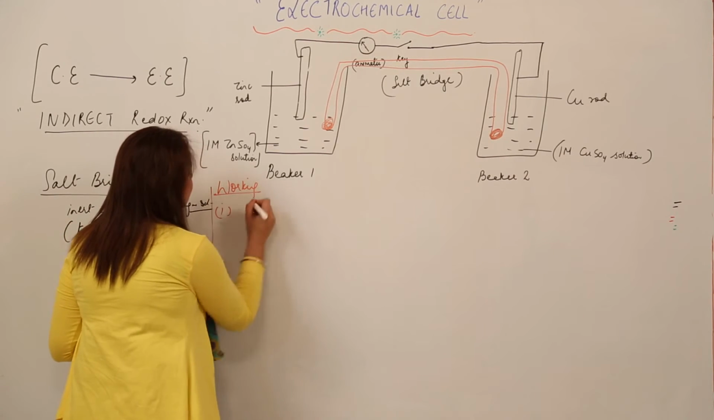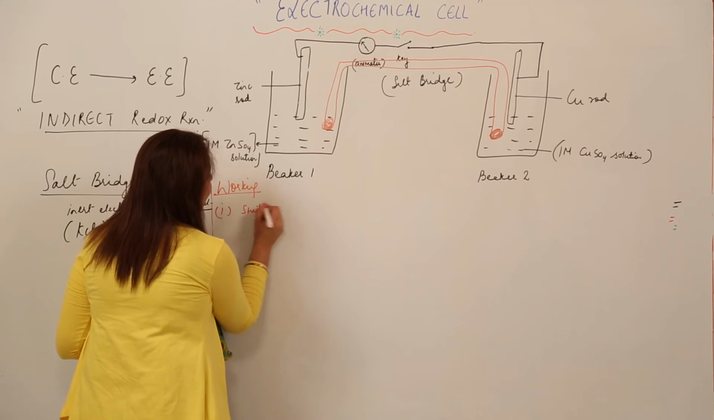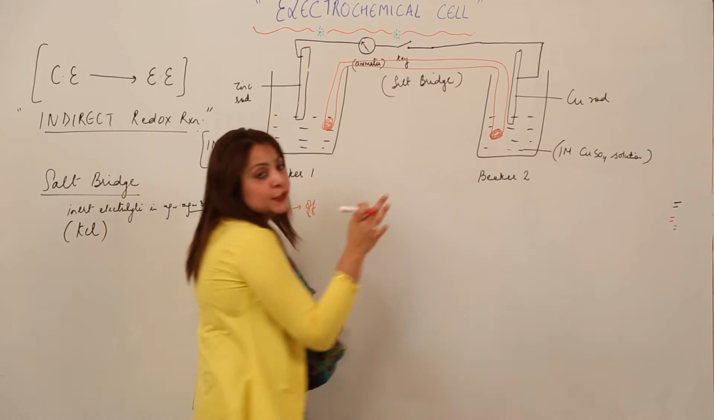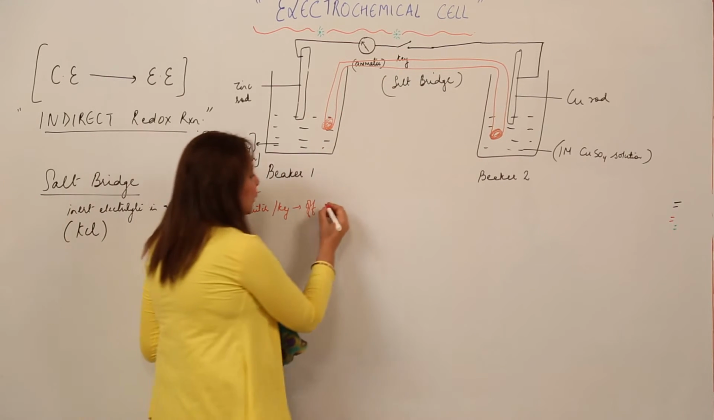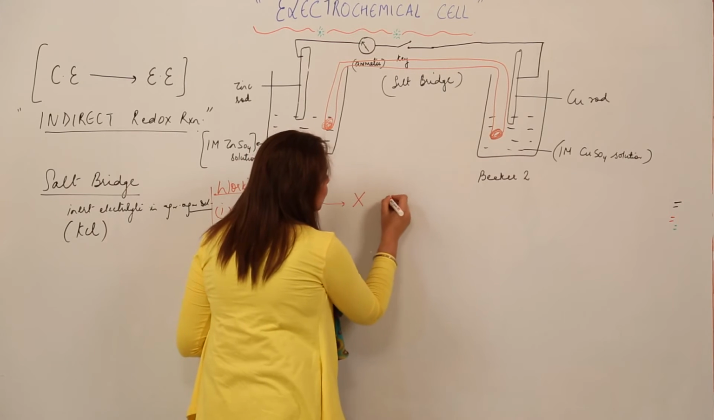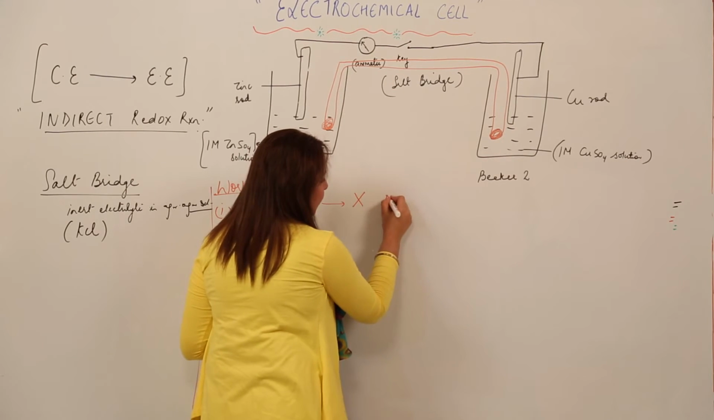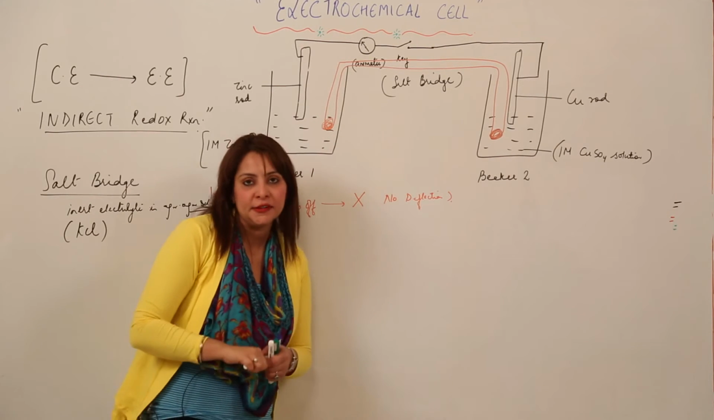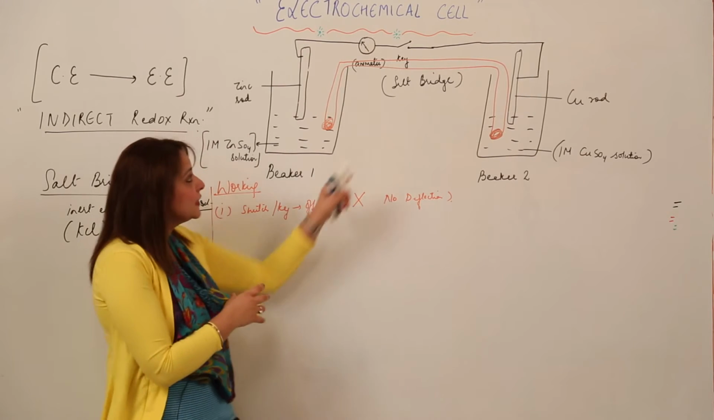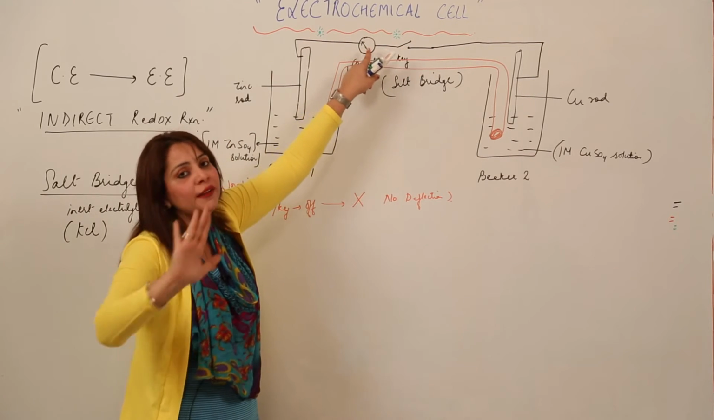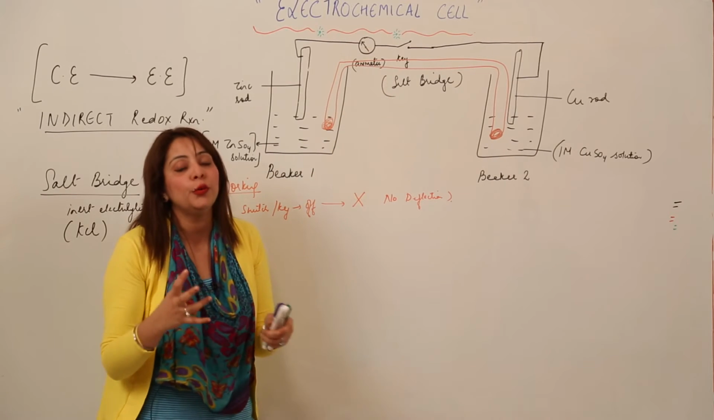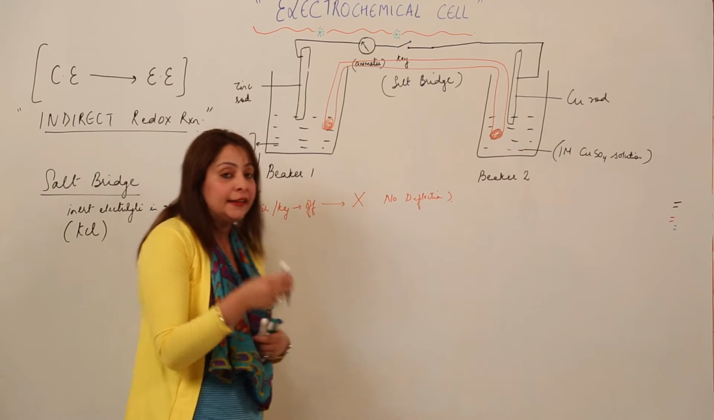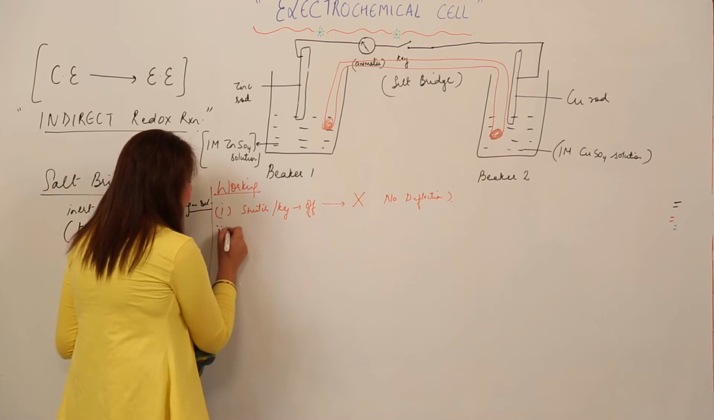Initially, when the switch, or you can say key, is off, there is no connection between the wires, and then we get to see nothing. There is no deflection produced in the ammeter. That means nothing happened, right? So when this key is open, we see no deflection in the ammeter, indicating that there is no production of electric energy, no conversion of chemical energy into electric energy, right? Then we switch on the key now.